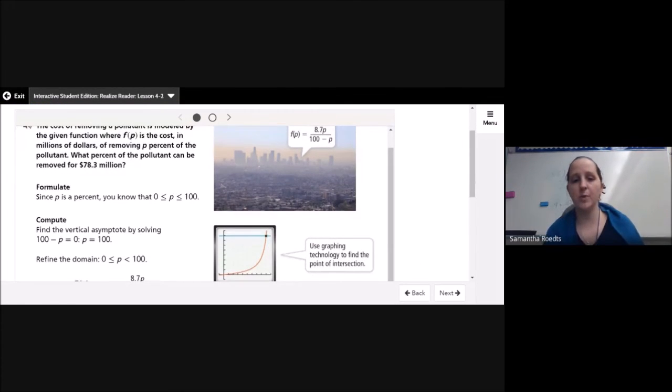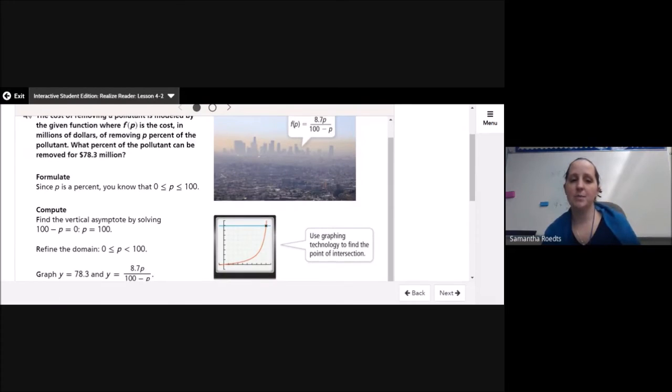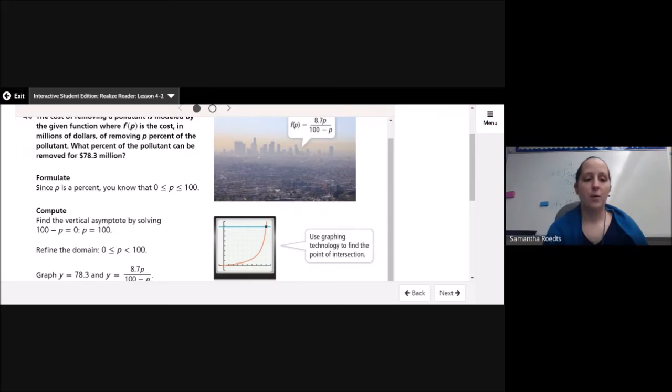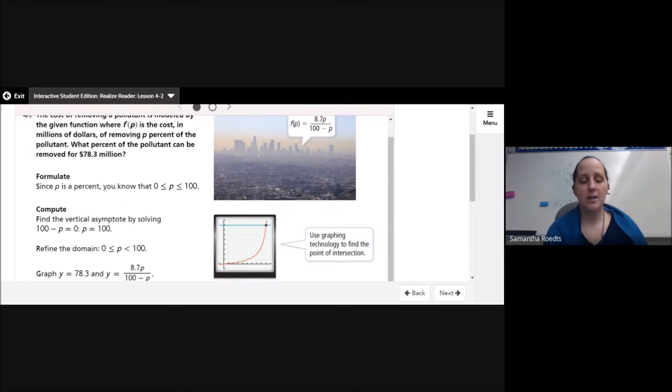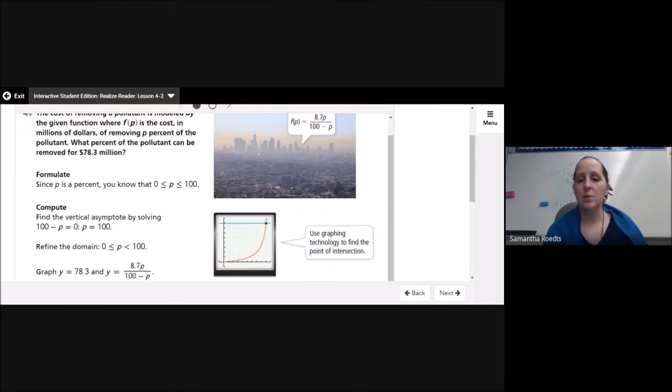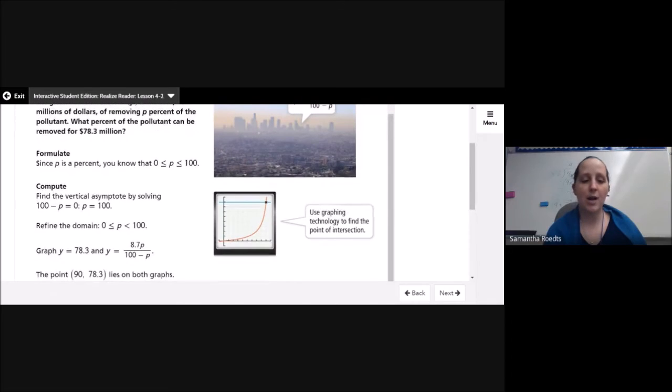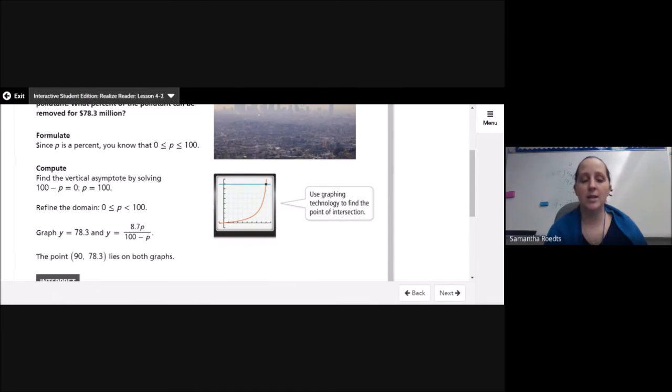Find the vertical asymptote by solving 100 minus p equals 0, so p equals 100. Find the domain as 0 is less than or equal to p, which is less than 100. Graph y equals 78.3 and y equals 8.7p over (100 minus p). The point lies at (90, 78.3), which lies on both graphs.